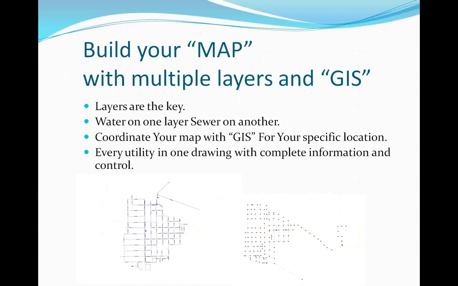Layers are the key. Water on one layer, sewer on another layer, residential blocks on one layer, commercial blocks on another layer. Everything has its own layer and control. By coordinating your map with GIS for your specific location, you can import other file types from a portal at the Wyoming University. You can query in other drawings. You can build and build and build everything on one map. You have complete control over that map.